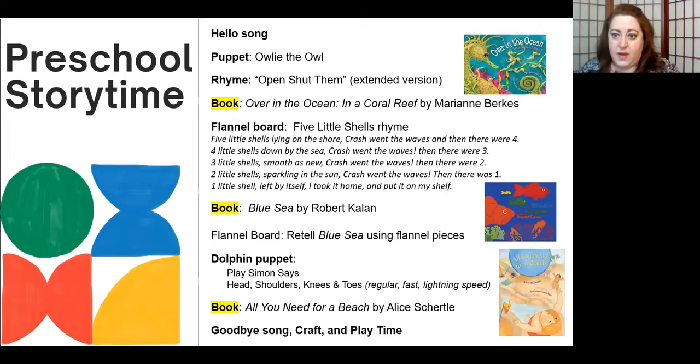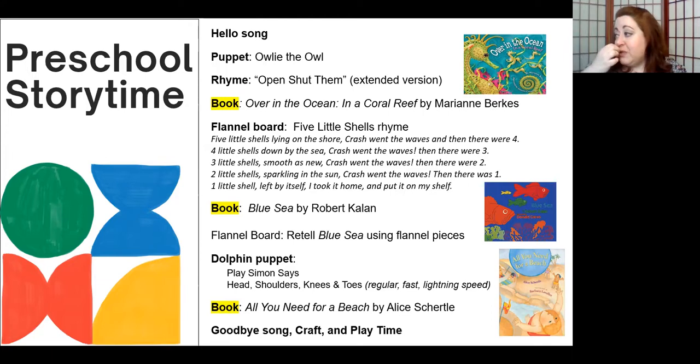Gonna keep going. Okay, here's preschool story time. Definitely a heavier importance placed on books this time. There are 3 books here, and they were actual full picture books that I read. Blue Sea is pretty short, and so you'll note that then I would read the story.